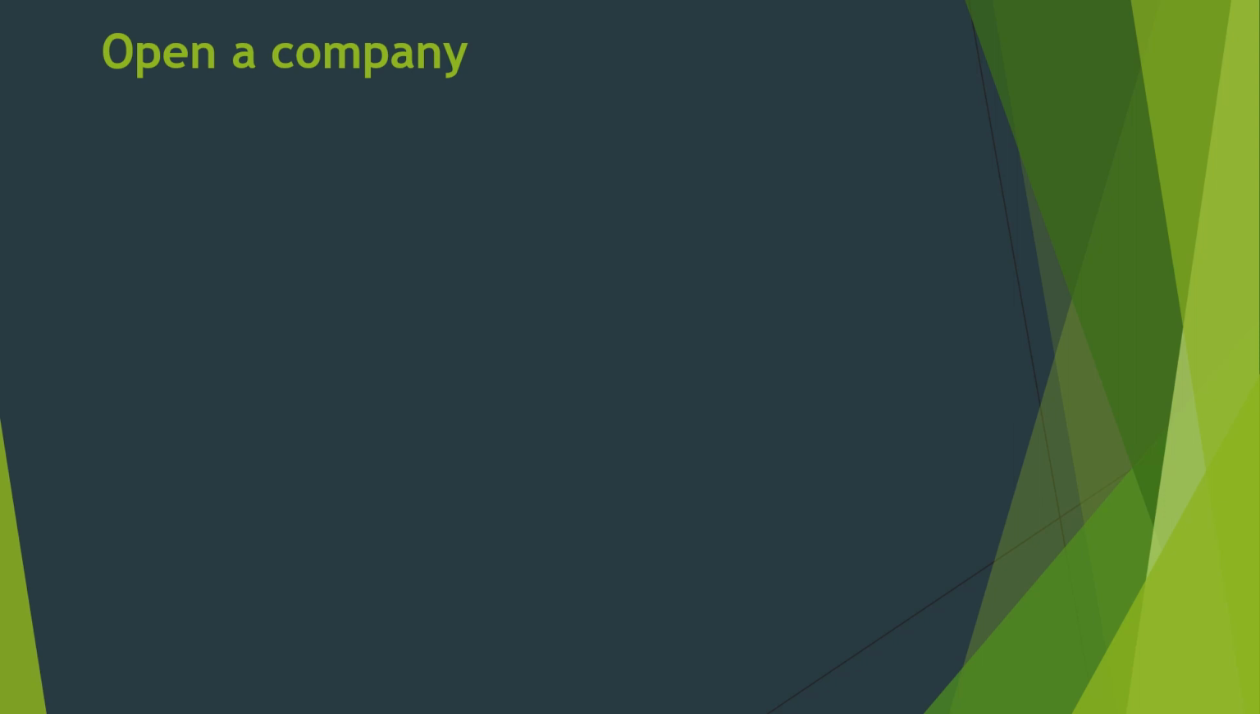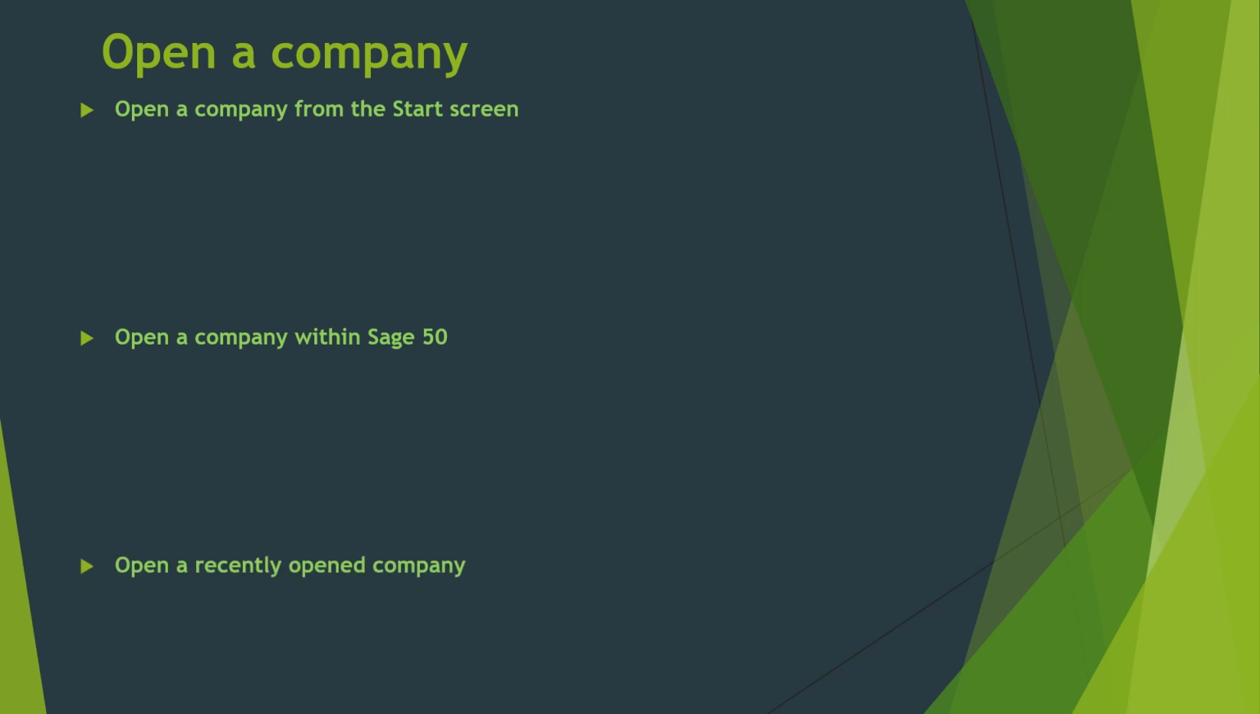So first you have to start the Sage 50 program, then you can see the start screen. From the start screen, you can select an existing company. Then you can choose the company you want to open and then you can click OK.